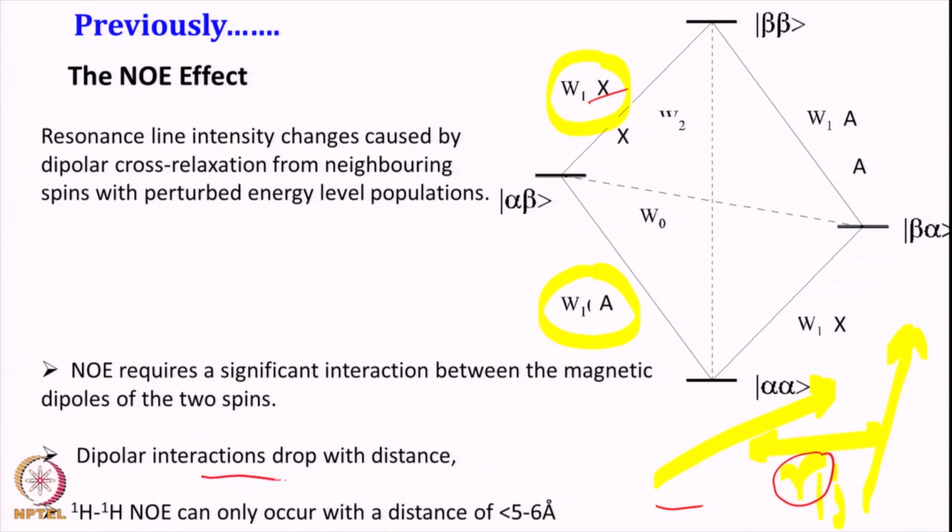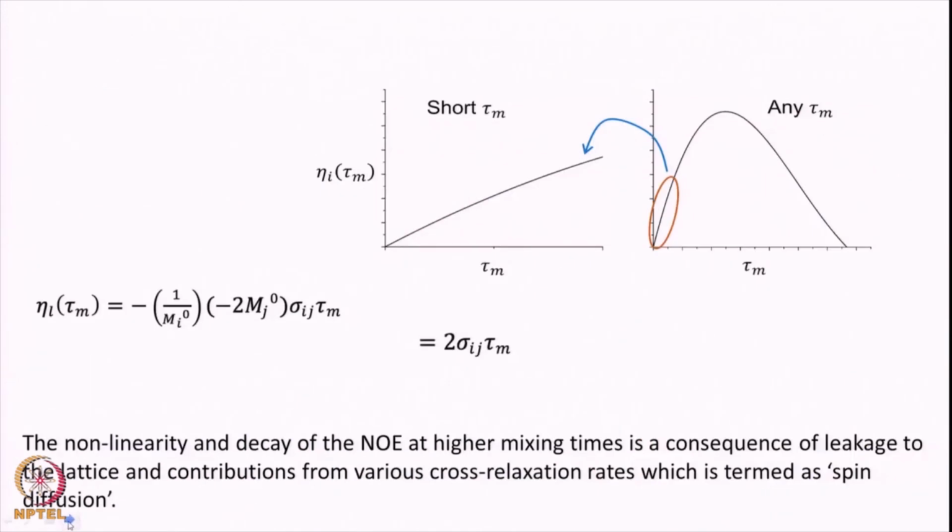Because dipolar interaction drops with distance, this actually varies as 1 over r to the power 6, that we have seen. So, as we move, it falls rapidly. The NOE effect can occur only up to 5 to 6 angstrom, and after that there will be no NOE effect seen in general. We have also seen that the NOE enhancement depends upon a factor that is called mixing time.